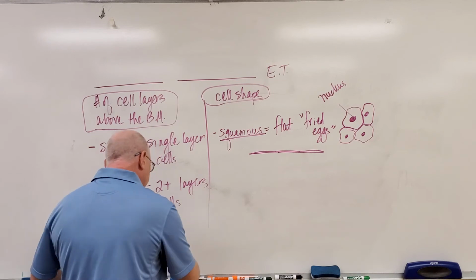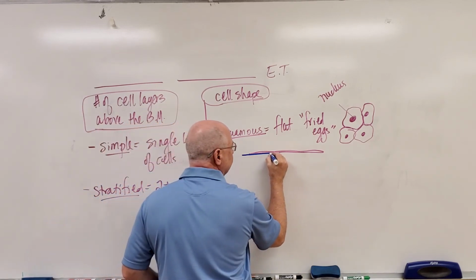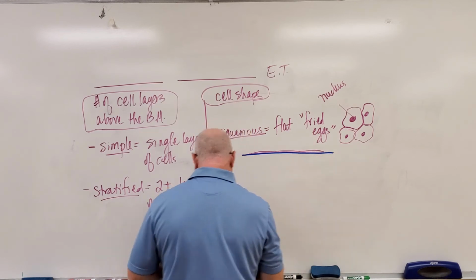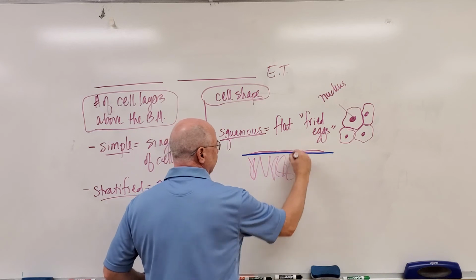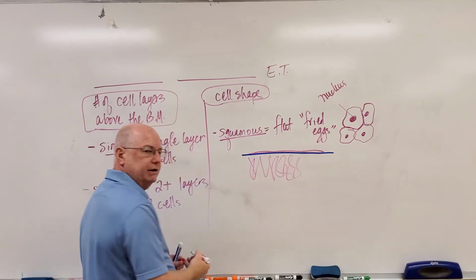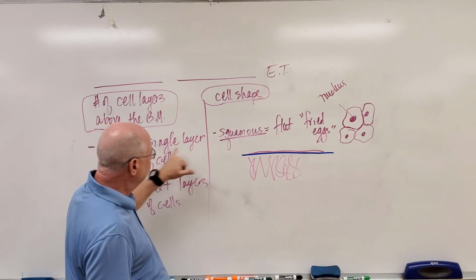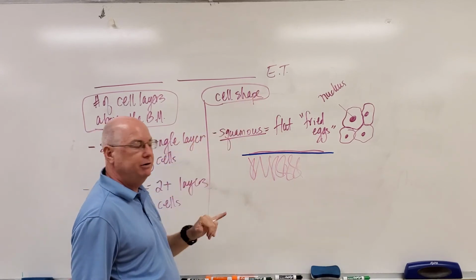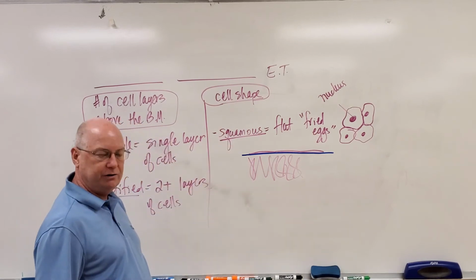So if I'm looking under a microscope and I see a single layer of flat-looking cells, I see a basement membrane, and then I see some kind of underlying connective tissue down here. This would be the outside world out here. That would be called simple squamous epithelium, or simple squamous epithelial tissue, because there's a single layer of cells.